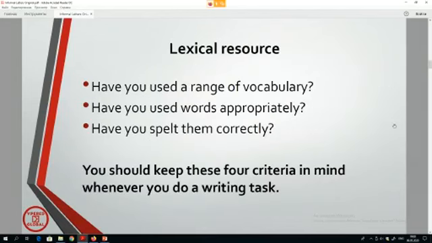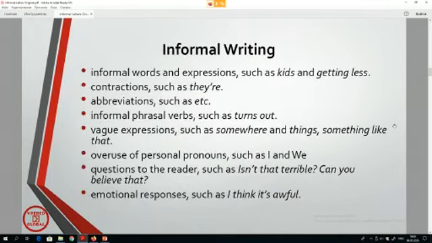The next criterion is lexical resource. Here, you should know that this criterion measures the level of your vocabulary: the number of synonyms you use, the number of adjectives, whether you have used a range of vocabulary, whether you have used words appropriately, and whether you have spelled them correctly. So you should keep these four criteria in mind whenever you do a writing task. And now let's move on. Let's see how it must be.